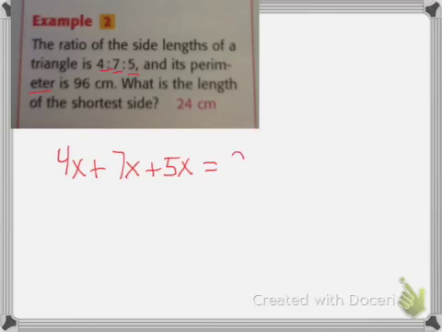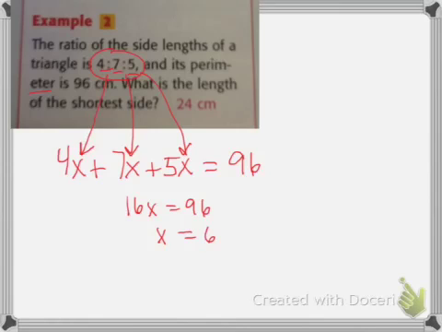is 96 centimeters. You'll notice that I took the ratio of the sides and put a multiplier. That's what you do when you have a ratio. You put a multiplier. I'm just calling it x because it's the easiest variable for us to work with. What happens is that now I just combine like terms. 4 plus 7 plus 5 is 16. I get 16x equals 96 and x equals 6.